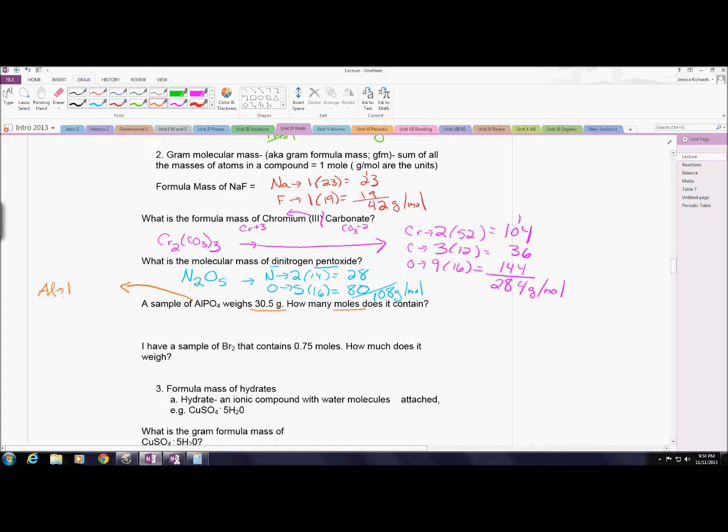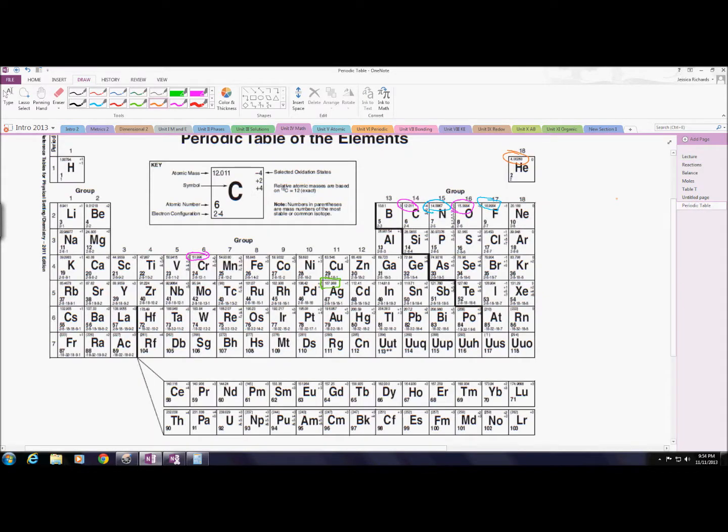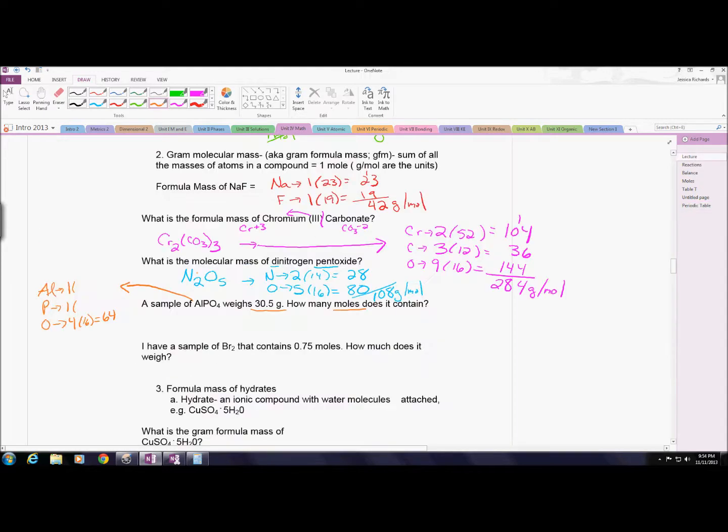So 1 aluminum, 1 phosphorus, and 4 oxygens. We already know the oxygens are 16 apiece. So 64. We need to look up aluminum and phosphorus. So again, we need our periodic table. Aluminum is right here, 26.9, so 27. And phosphorus is over here at 30.97, so 31. So 27 and 31.